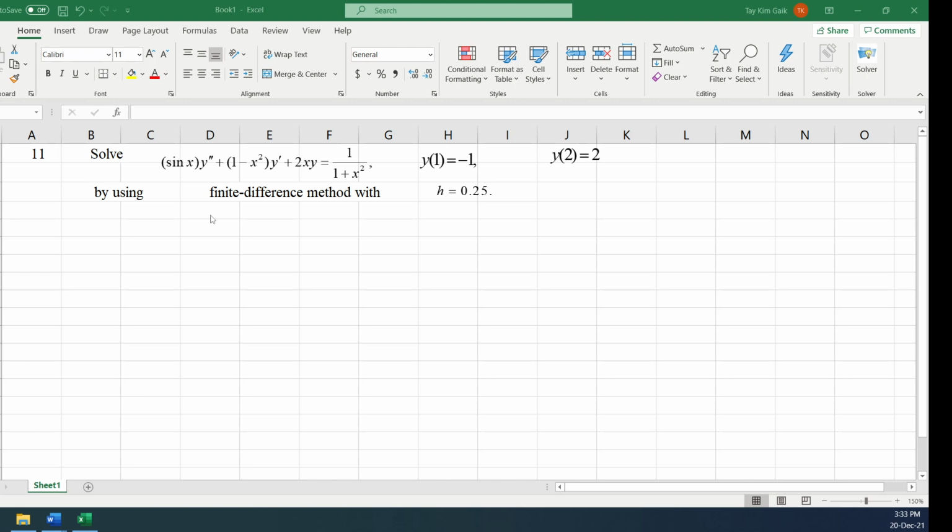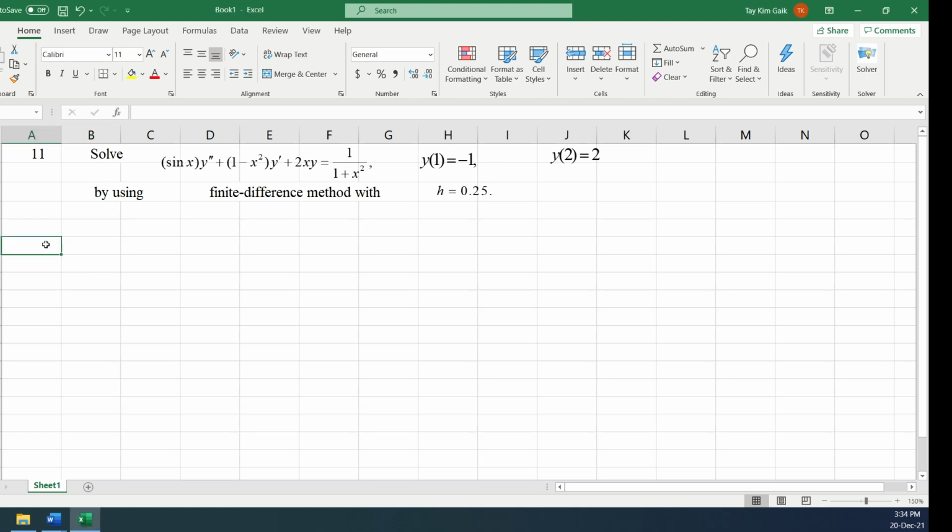Okay, the ODE is actually sin x y double prime plus 1 minus x squared y prime plus 2xy equal to 1 over 1 plus x squared. Given y(1) equal to -1, y(2) equal to 2. Solve it by using the finite difference method with h equal to 0.25. So between 1 to 2, the increment is 0.25, which means you want to find y when x is 1.25, 1.5, and 1.75.